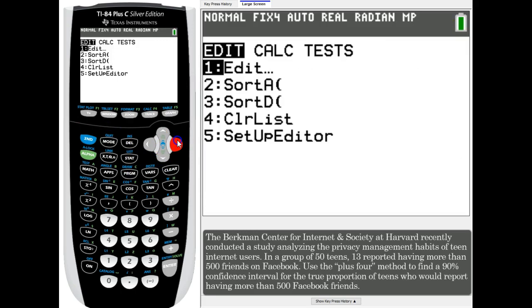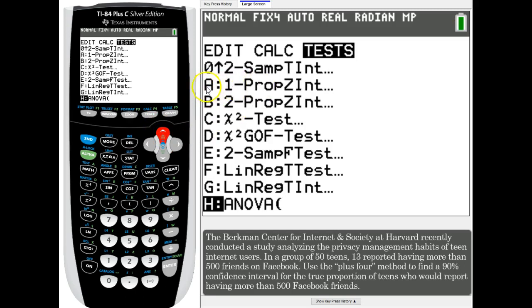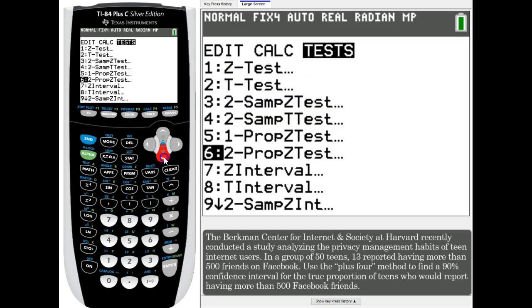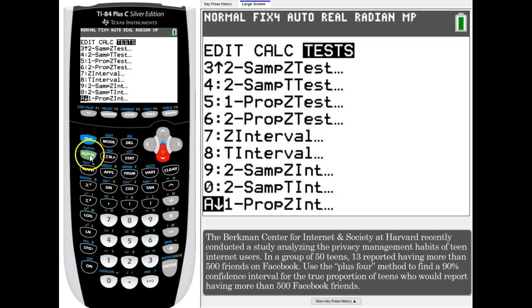Go back into Stat. I just wanted to show you because I've done this in the past and I get too anxious and I grab the wrong test. So really where it is, if you click up, we want this A test, 1-PropZInt. So one value of X, proportion Z interval. So I'm going to go down to A. I could also type in A by using my alpha A. That might be faster. And go enter.